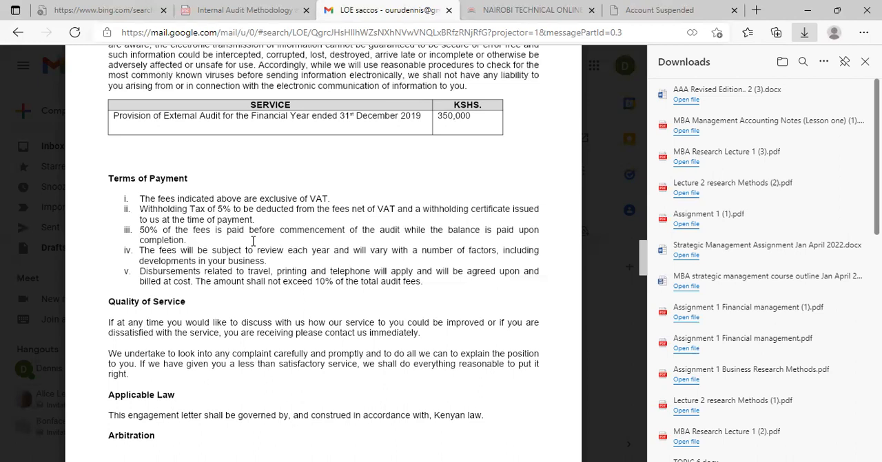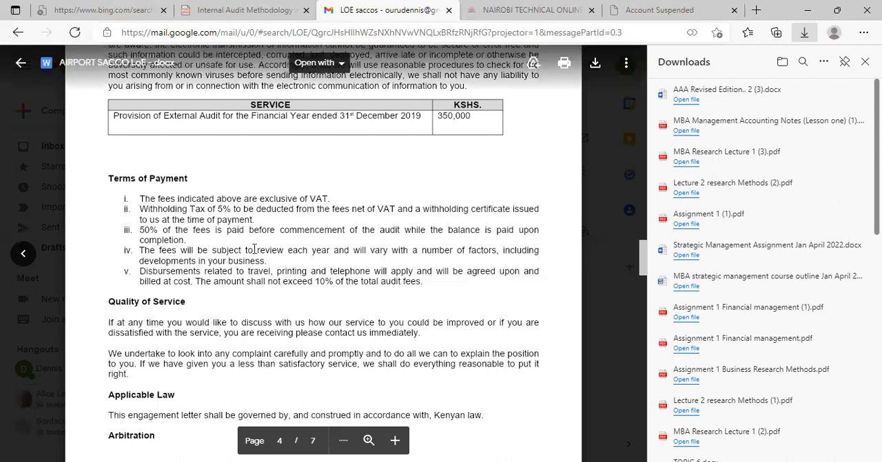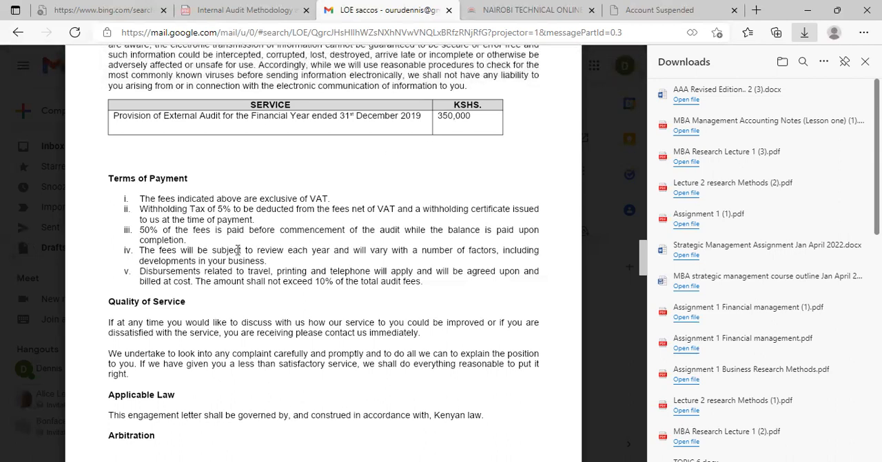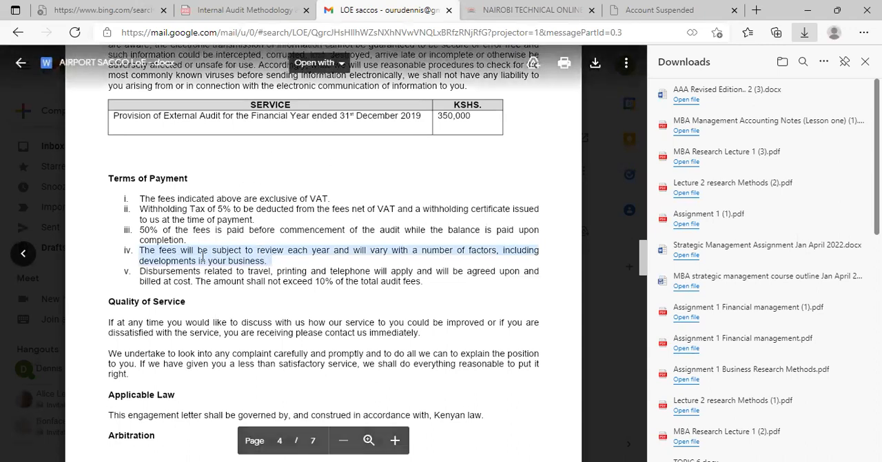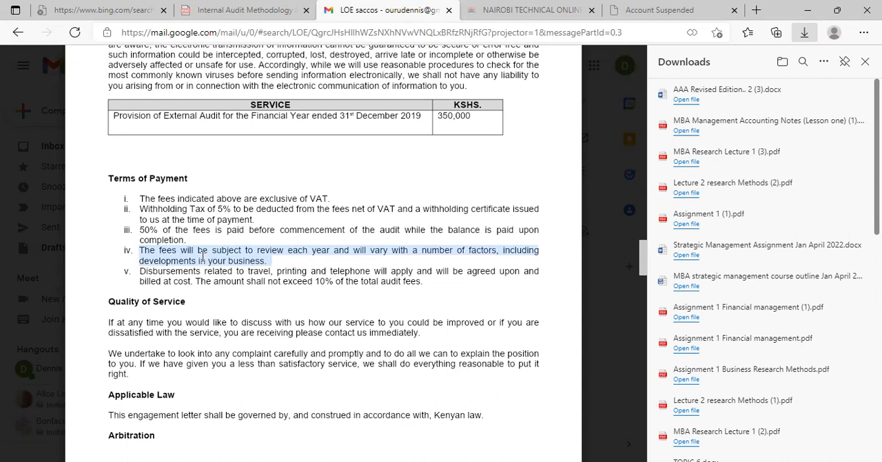50% of audit fees is normally charged or paid before commencement of the audit work. So you agree that before we start work, you'll pay us at least half of the audit fees. That is half of this. This makes the client more committed, because if they fail to pay, you will not do the work. But this one is very important, Klaus. So this particular LOE was very important because it has some terms and conditions from your side. Look at this.